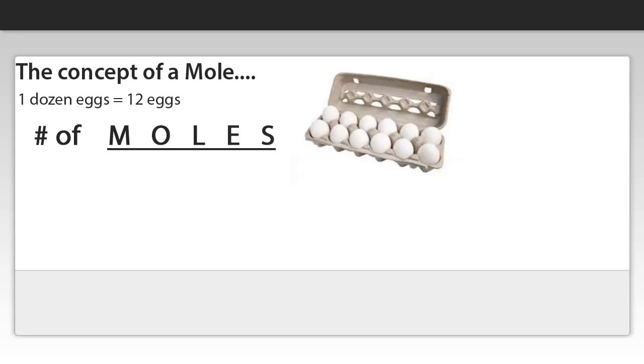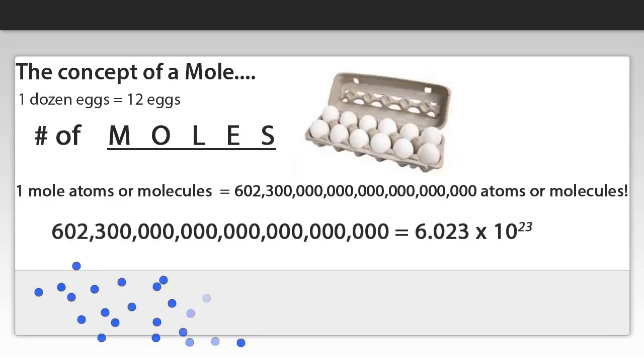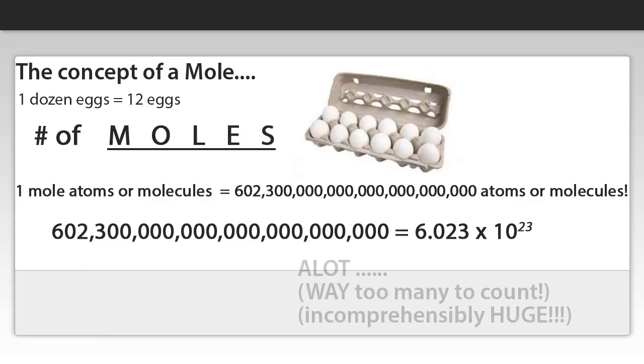In fact, it requires 6.023 times 10 to the power 23rd atoms or molecules to make 1 mole of particles. This concept can be applied to anything. If we have 6.023 times 10 to the power 23rd quantity of any item, we've got 1 mole of that item. Now, this number is much, much larger than 12.